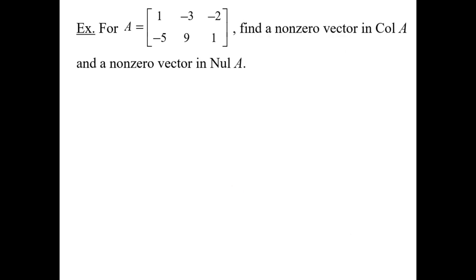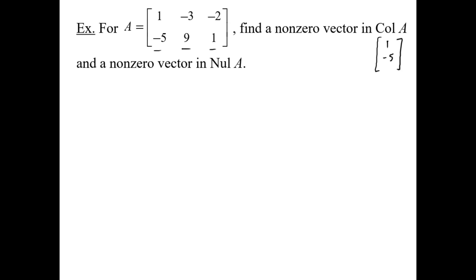Okay, for A is this matrix. Find a non-zero vector in column space of A and a non-zero vector in the null space of A. Well, first of all, the column space of A is the linear combination of these three vectors. All I need to do is find one vector that is a linear combination of these. In fact, even easier than that, I can just pick one of the vectors. So one vector in the column space of A, okay, well, how about 1, -5?